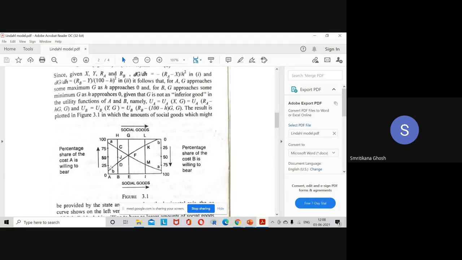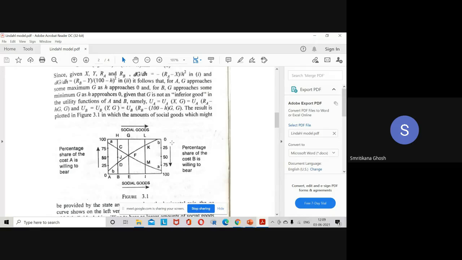Fine. Where their willingness to pay curves intersect each other, at the point A, that is the optimum point. At this optimum point, whatever is left by individual A is consumed by individual B. So both are happy like this. This is the optimum amount of the social good which should be supplied by the government, and for this much, around 50% is for individual A. So the remaining 50% is for individual B. This is how the tax share is distributed. So this is all about the Lindahl model.